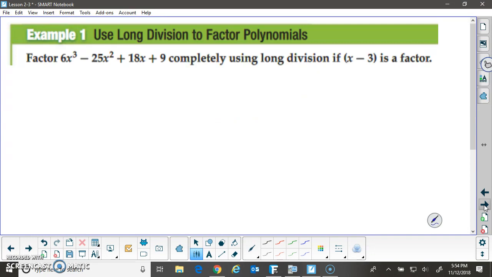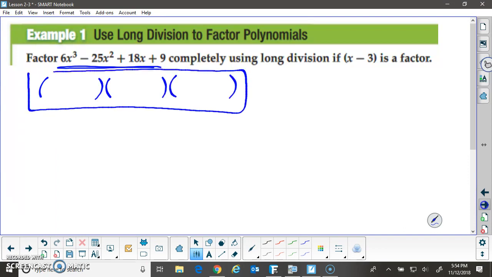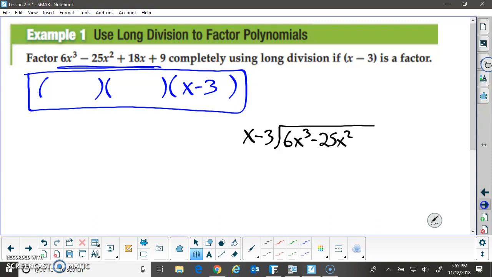So if you read example 1, it says factor this polynomial completely. Well, this is a third degree polynomial, which means it's got 3 factors. So our answer is going to end up looking like this. Three groupings, 3 sets of parentheses. And it says factor this completely using long division if x minus 3 is a factor. So I know one of our 3 factors is x minus 3. We got to find the other 2. To do that, we're going to use long division. So I'm going to divide this third degree polynomial by x minus 3 to find the other 2 factors.